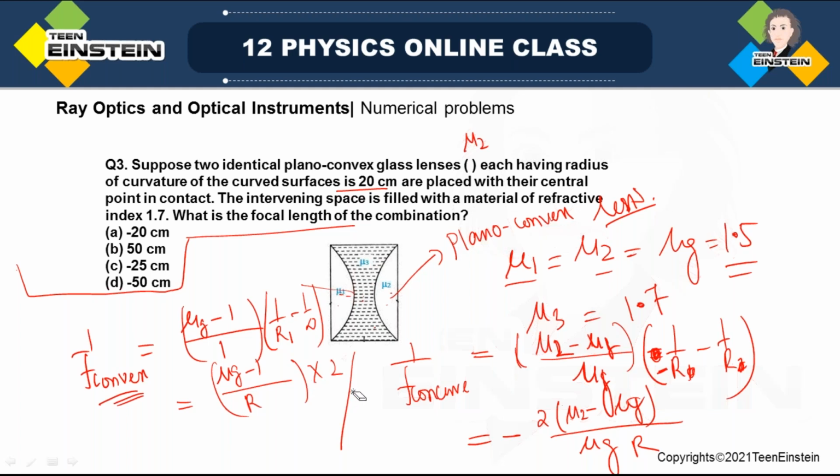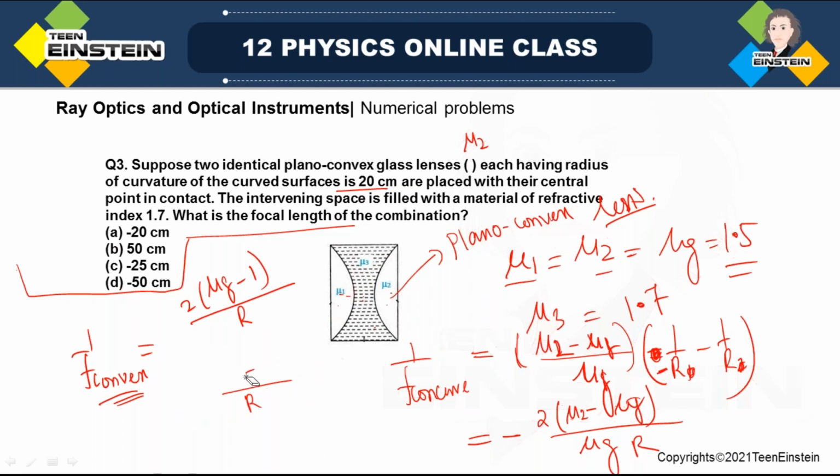Okay, let us do the numerical part here. This portion, I'll just do it. Let me write this 1 by f here clearly. 1 by focal length, so this will be 2 into mu g minus 1 over r. Okay, R is 20 centimeter. All right, we'll use that. And this portion I'll just remove. So I have got that for convex. Now for concave also I'll write it here. What we get, with minus sign, 2 mu2 minus mu g divided by mu g into r.